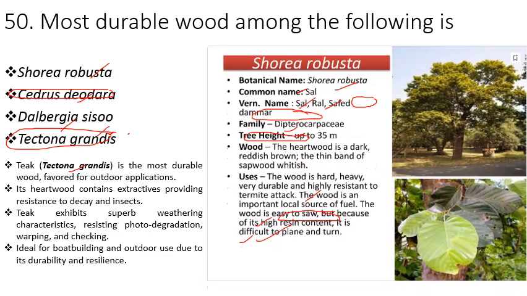Next, we have Shorea robusta, commonly known as Sal or Safed Dammar. It belongs to family Dipterocarpaceae, and the plant height may reach up to 35 meters. And again, hardwood is used, that is dark reddish brown in color, and is very durable and highly resistant to termite attack. It is also used as fuel wood, and it is easy to saw, easy to cut because of its high resin content. It is difficult to plane and turn.